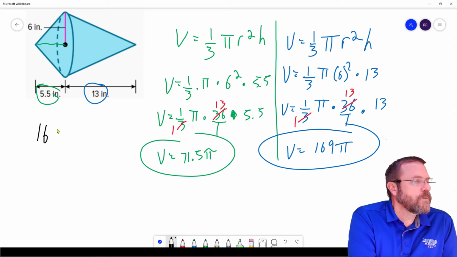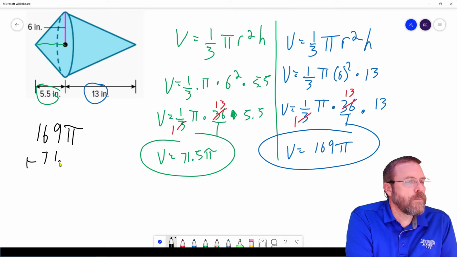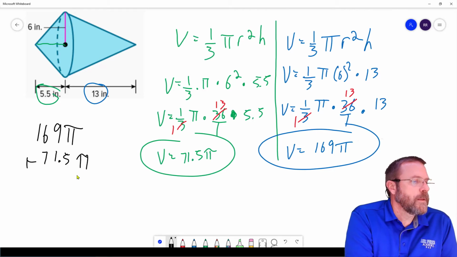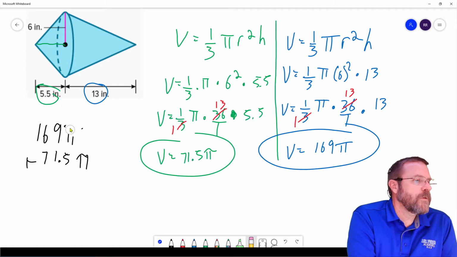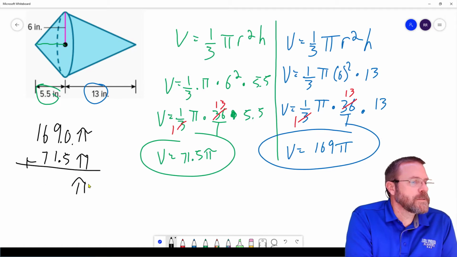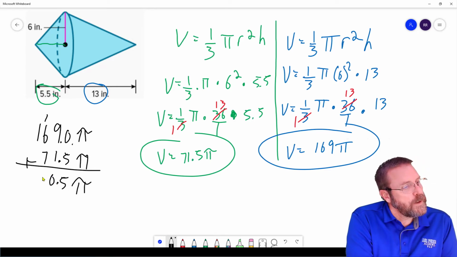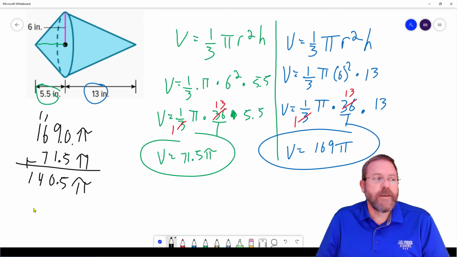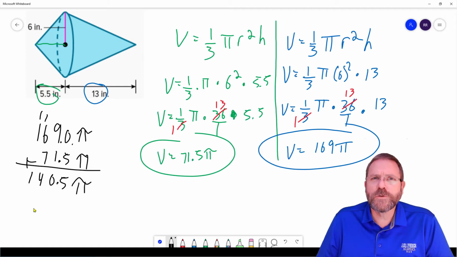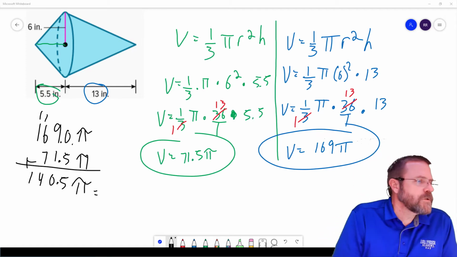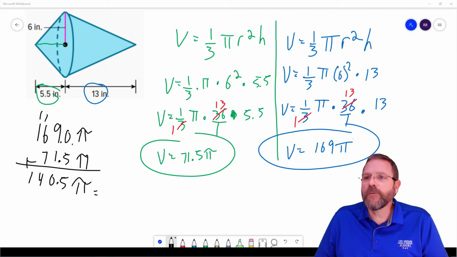So I have 169 pi plus 71.5 pi. Let me go ahead and get a little space here so that I can put in my decimal and my 0. And now I have my pi's there. Add those up. Pi is going to come down. I have a 5. I have a 10. Carry the 1. That's going to be 8, 14. Carry the 1, and a 1. So I have 140 and 5/10 pi. We're almost done. Now all that I have to do to finish is multiply that 140.5 times pi.